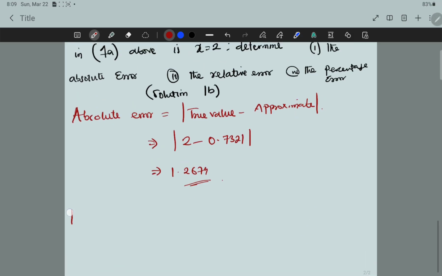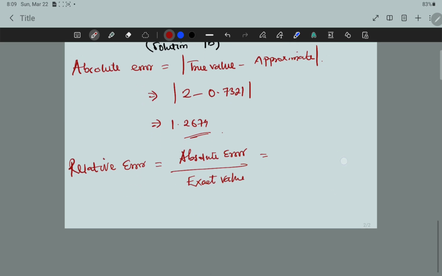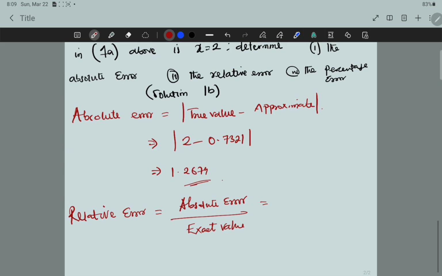It says, what is the relative error? We know that relative error is absolute error over the exact value. That's what we know it as. Absolute error is divided by the exact value. So we say 1.2679 should be divided by the exact value, which is 2. Our answer to that will be 0.6340. You see that? It's as simple as that.